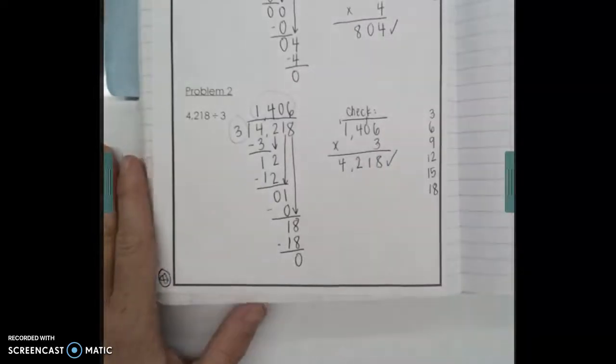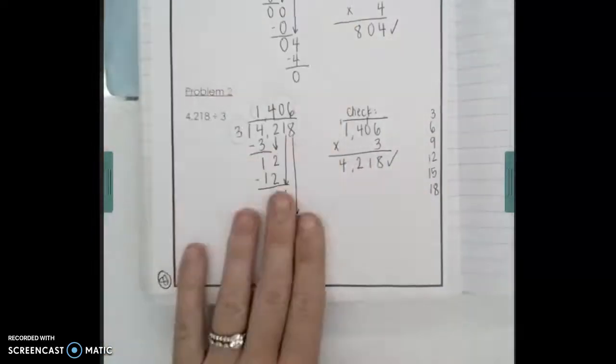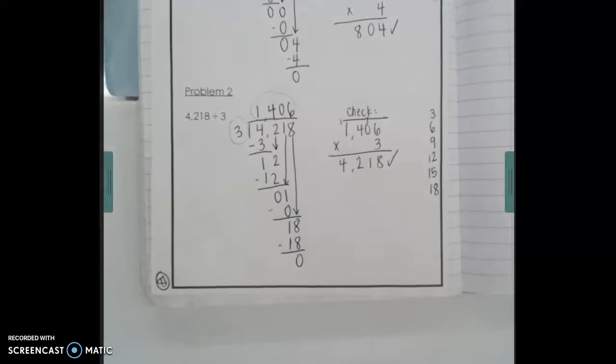So it checks. All right, so this is just a little bit of extra practice, just looking at our zeros and how that changes our division problem, but we're still following those same steps. So we'll practice this again tomorrow in class, and I'll see everyone tomorrow.